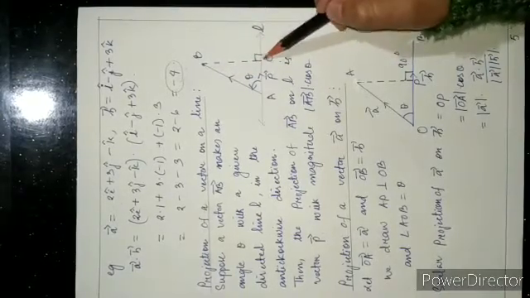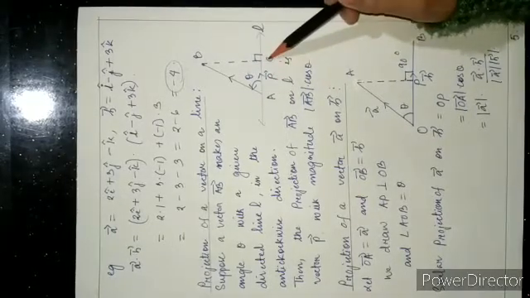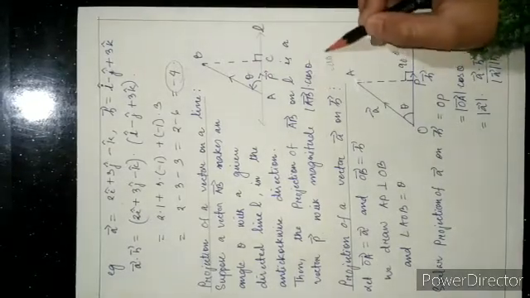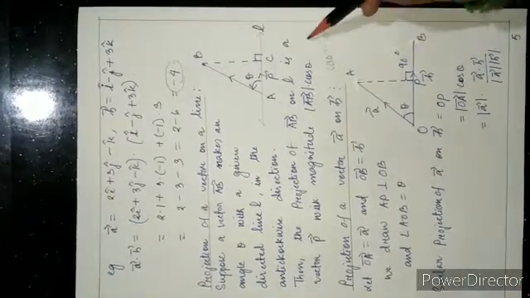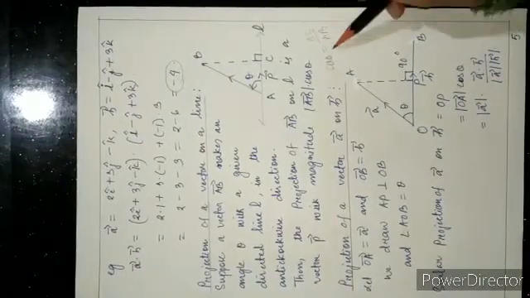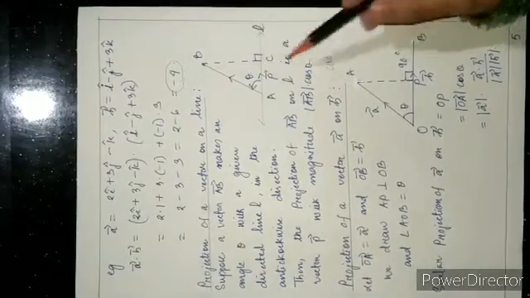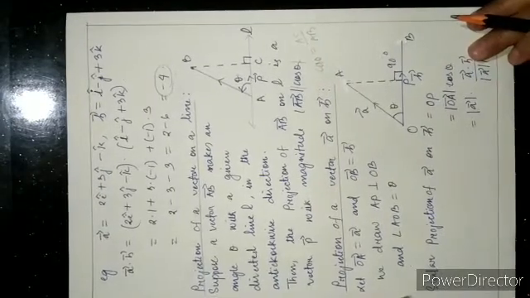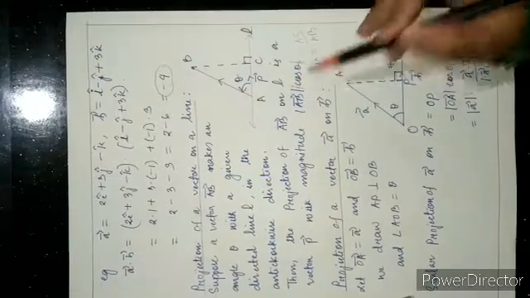AB multiplied by cos theta means ABC is a right angle triangle, and so AC is the adjacent side of this angle theta. So cos theta is AC divided by AB, and so this AC is given by AB into cos theta. But this cos theta may be positive or negative, so we take the modulus, since magnitude is always a positive quantity.